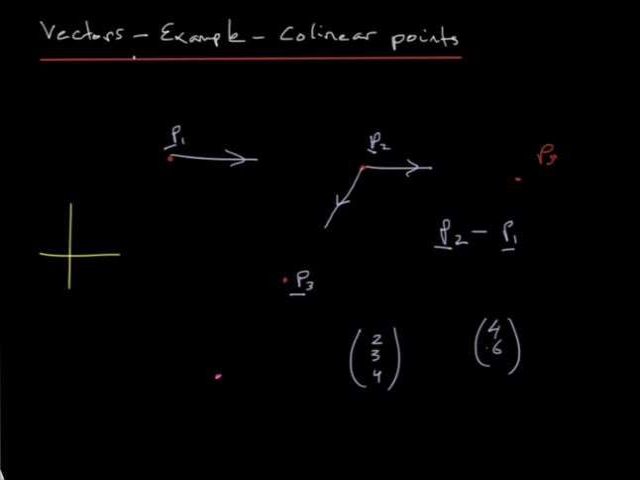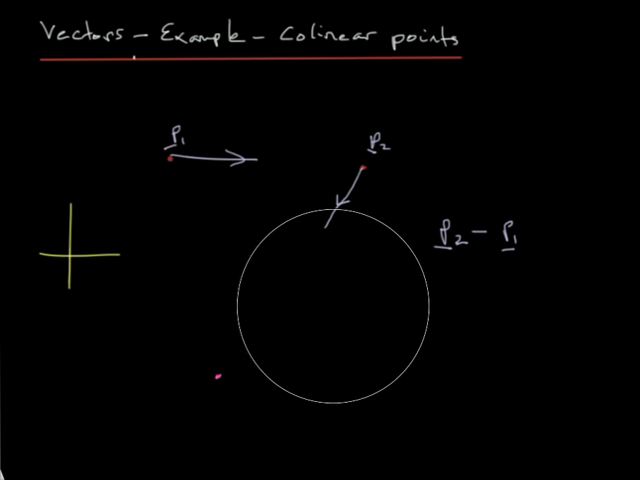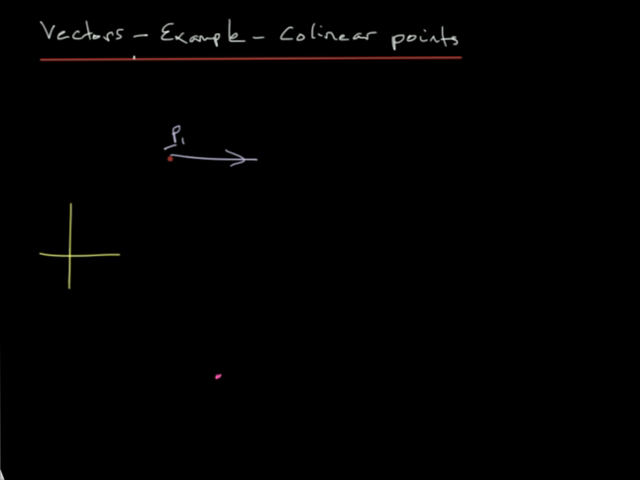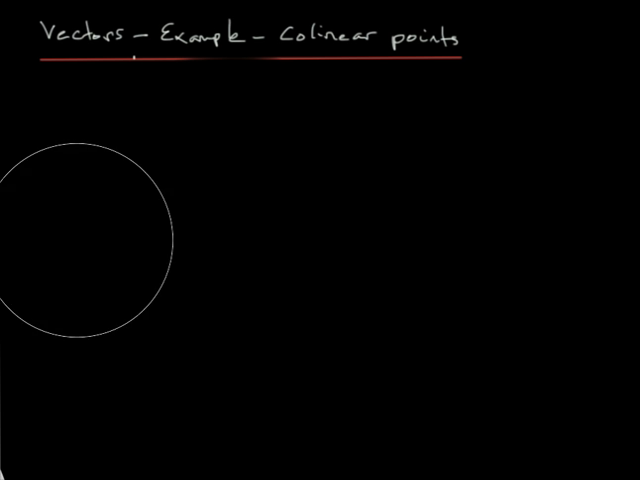So that's what we're going to do. We're going to make a few subtractions of vectors, and we're going to try to prove that the resulting directions are parallel, and that's how we show that 3 points are collinear. So let's get on with the question.